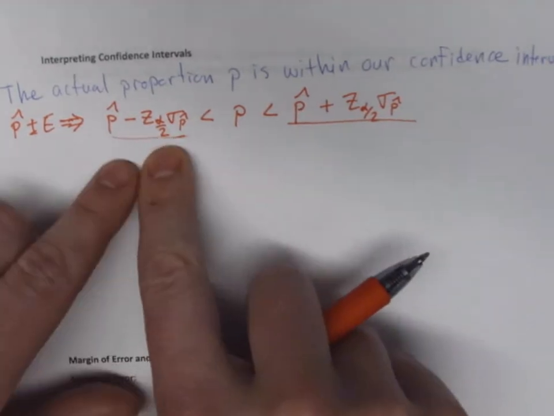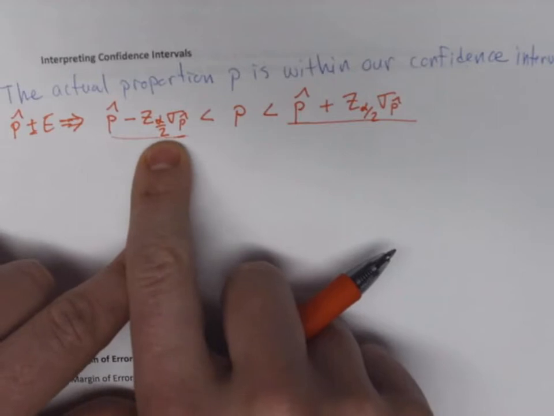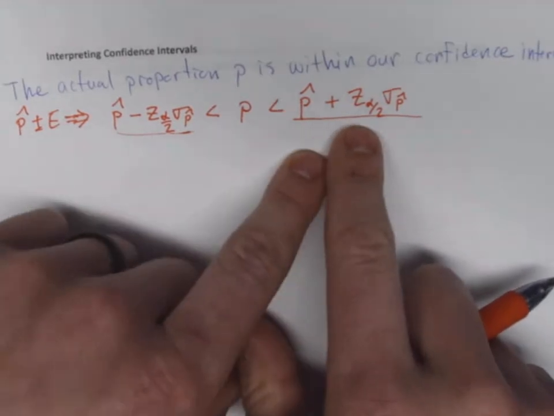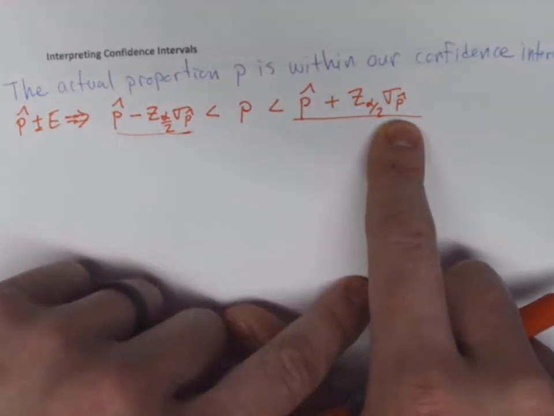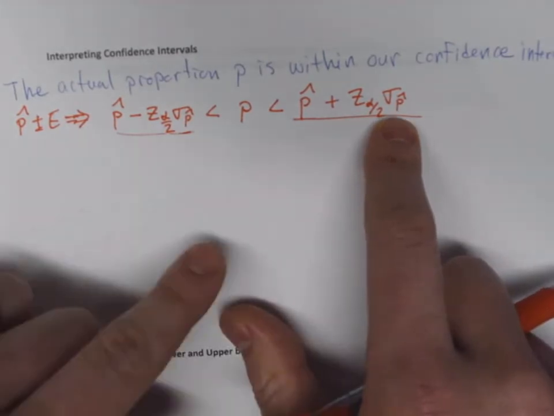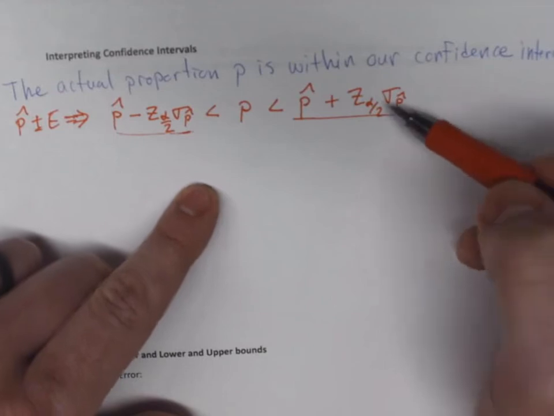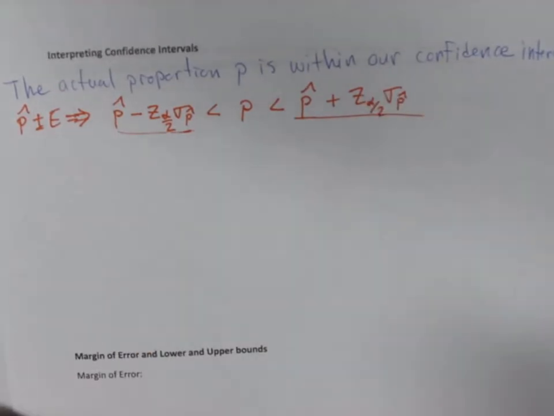So this is your margin of error, P hat minus E. E is Z alpha over 2 times the standard deviation of P hat. And that's the lower bound. The upper bound is P hat plus Z alpha over 2 times the standard deviation of P hat. So in the previous problem, I gave you what this portion was here, E. Now we actually are going to have to calculate Z alpha over 2 and calculate the standard deviation.